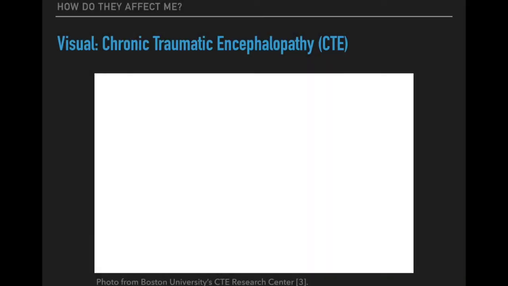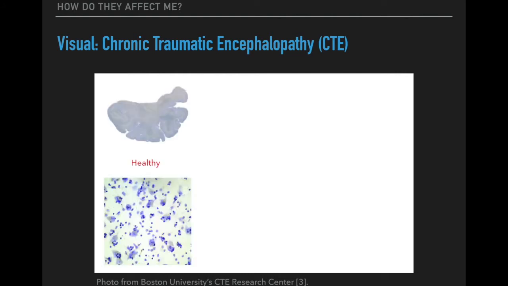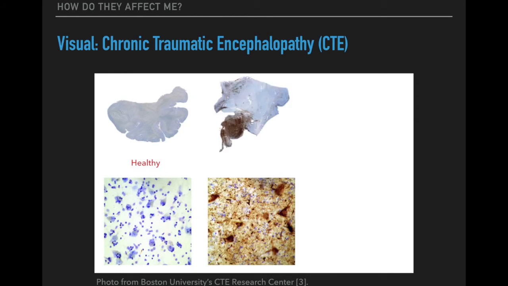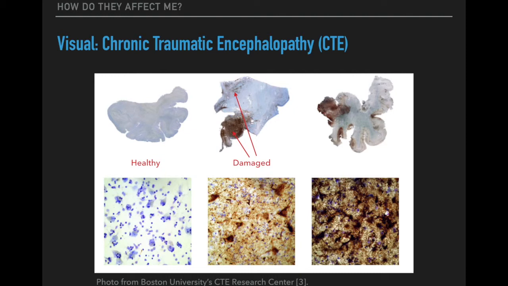Now we'll take a look at some brains from former professional sports players. First, this is a healthy brain. Notice it's a nice blue color, and on the bottom it's pretty much blue everywhere. This is a damaged brain. You can notice that there's certain brown parts. There's even a smaller brown part at the top, and on the bottom picture you can see it's a lot more brown than the one on the healthy brain. This is a heavily damaged brain. As you can see, there are plenty of brown areas, and it's even darker than the damaged brain.